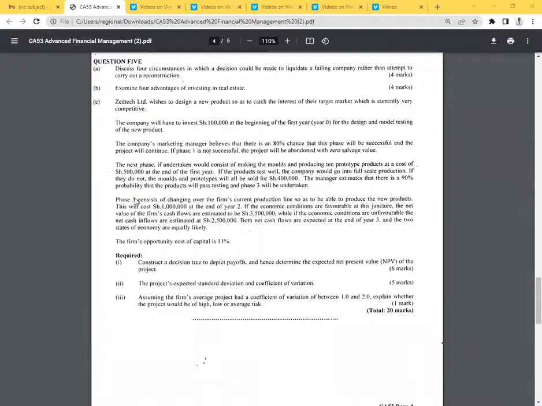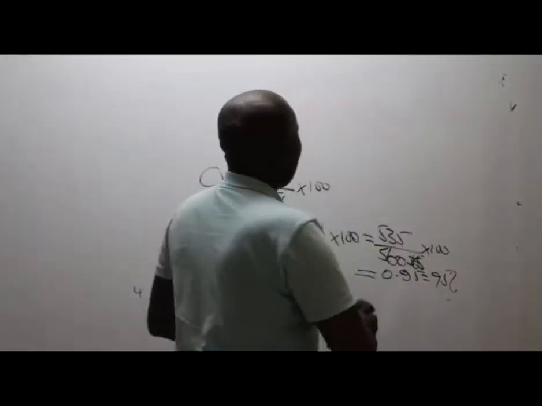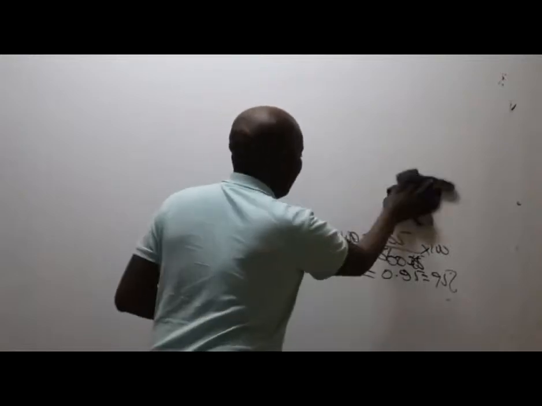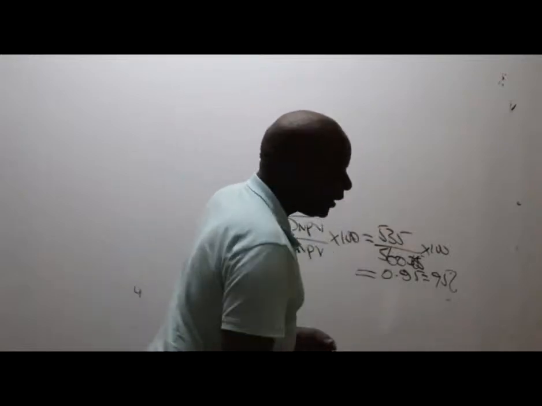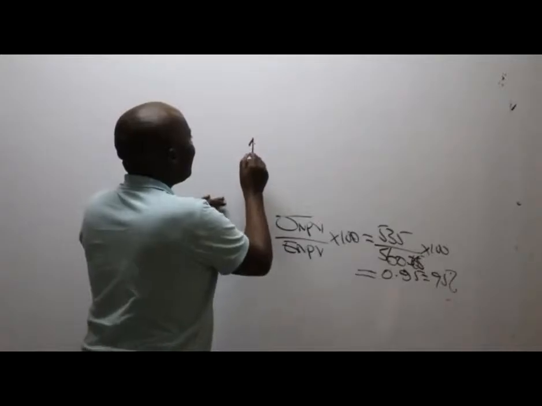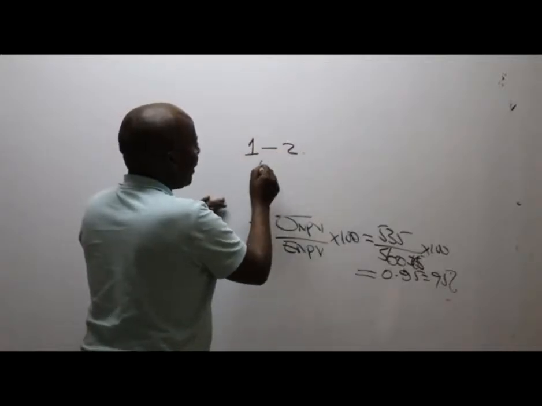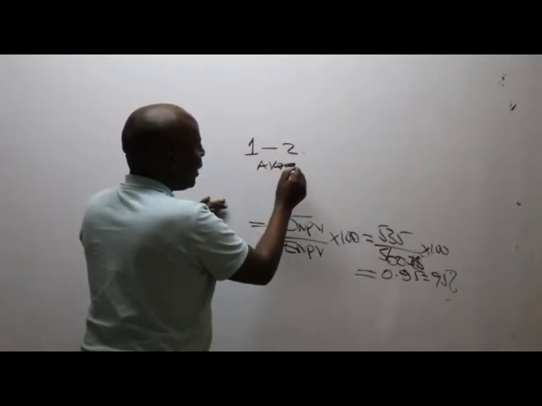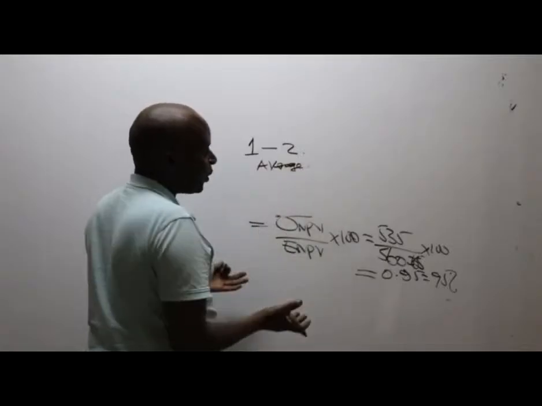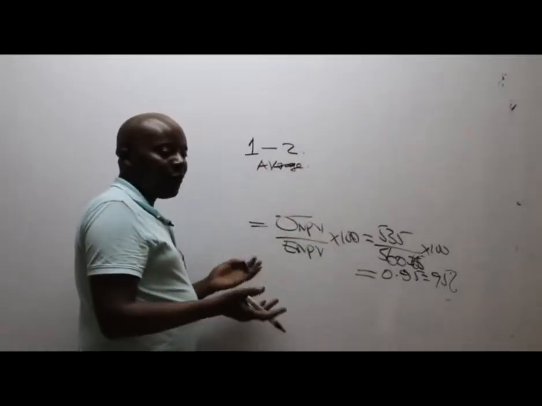Ah, great. Now, ladies and gentlemen, remember here they are giving us the average CV. They are telling us that if the CV falls in between here, then we talk of what here? We talk of a medium risk. The risk will be average.